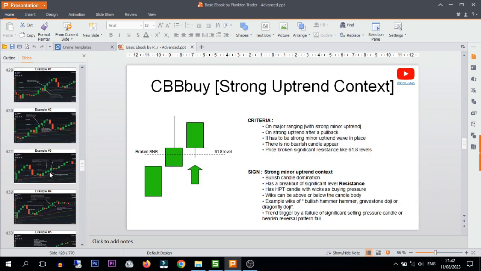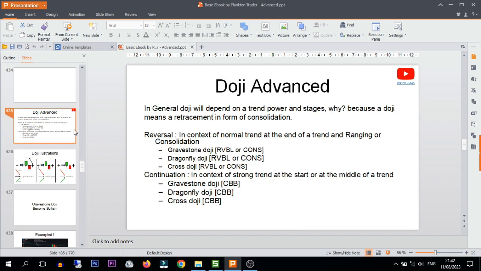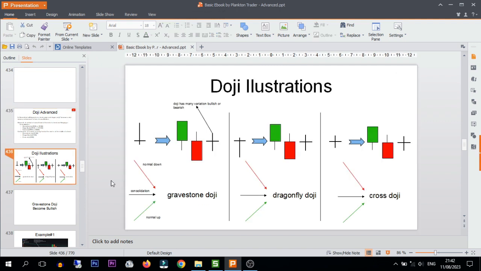Same thing with CBB buy, continuation buy. Here was CBB buy, why inverted bullish hammer is going up. Okay, I'm explaining here. And the doji also, we have gravestone doji, dragonfly doji, and cross doji. Remember, gravestone doji can happen in the reversal context, which is RVBL, or it can also happen in continuation because the trend is strong. So that is what I'm discovering here.